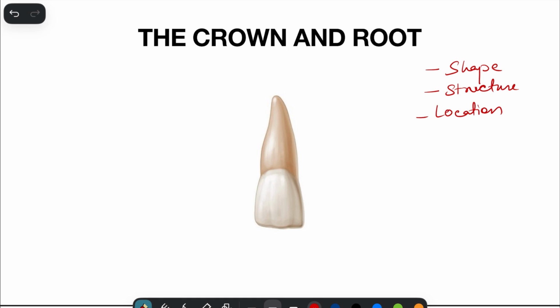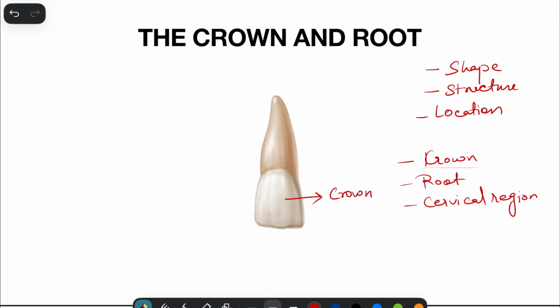Now let's discuss the basic parts of the tooth. So every tooth has a crown, a root, and a cervical region. The crown is the visible part of the tooth above the gingiva. So the part that you are able to see in the oral cavity is called the crown. It is covered by enamel.